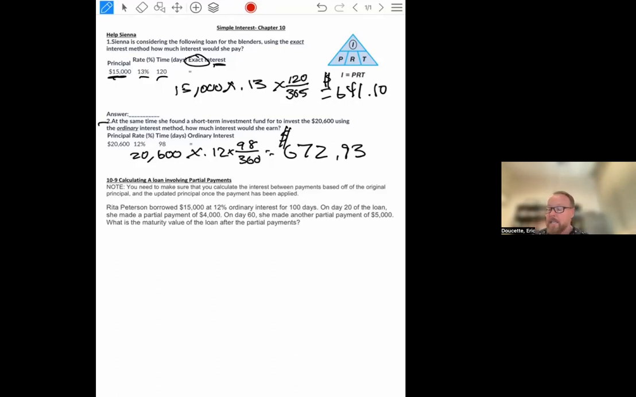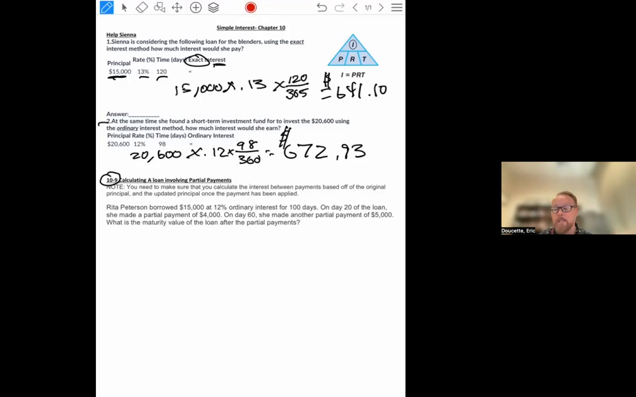Now, as we move into the last section here, which is 10.9, and all that we just covered was 10.7 and 10.8, now we get to 10.9, which is calculating a loan involving partial payments. So this one, we're going to be looking at a time frame of 100 days. The person taking out this loan is going to be making payments to it. So they're not going to get charged the full interest on the full amount for the entire loan, but only charged interest on the period in which they didn't make a payment.